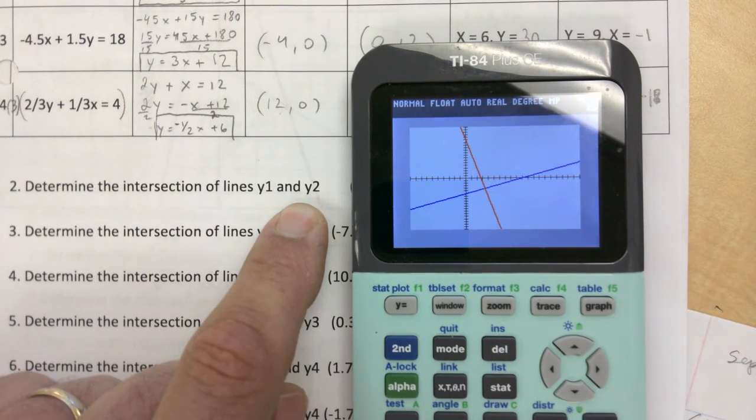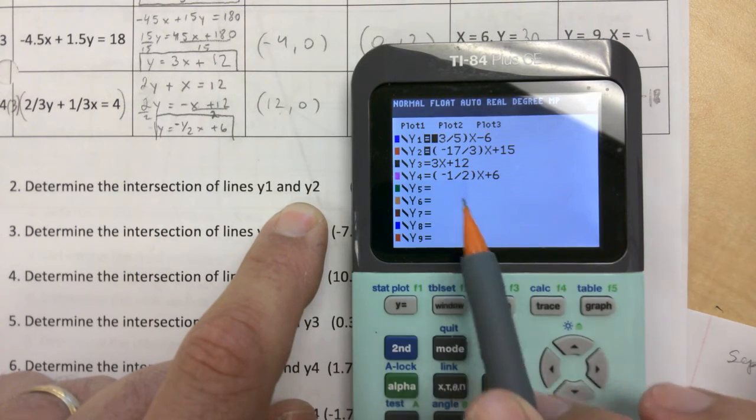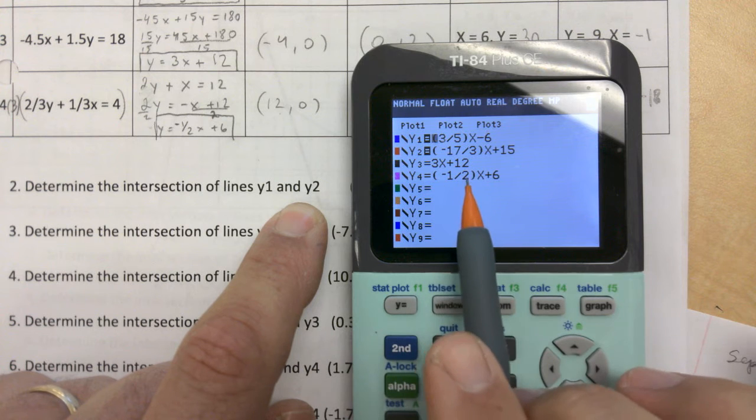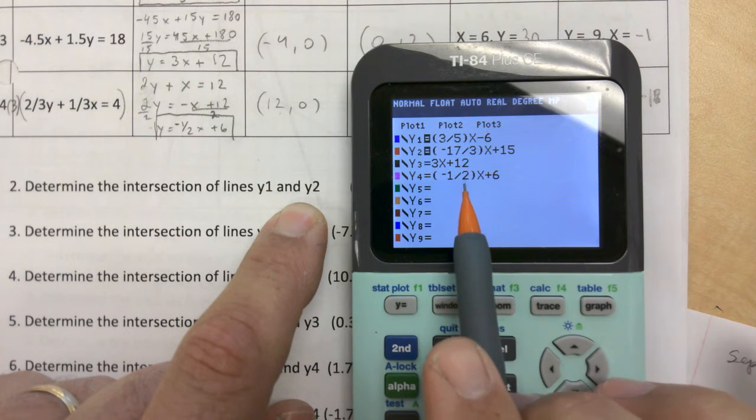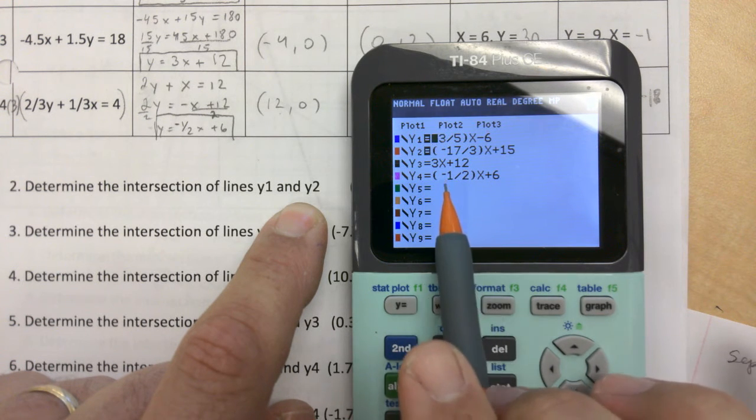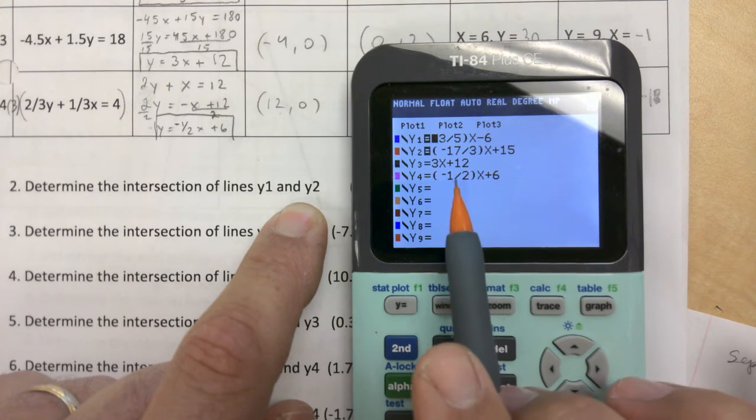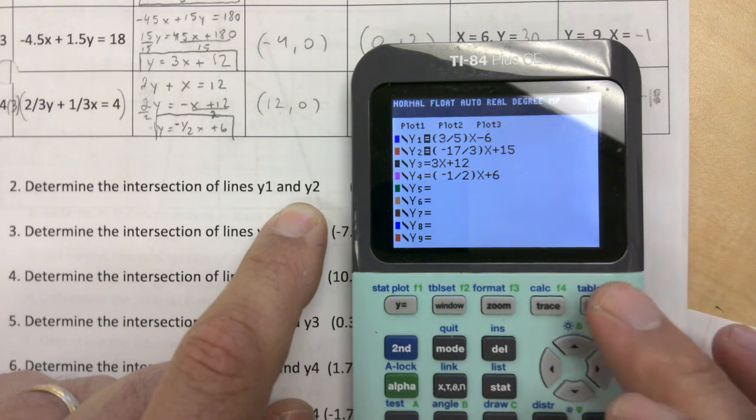My pink line looks different. Okay. Which one is the pink line again? That's the last one. Do you have the same equation? Oh, you fixed it. Okay, got it.